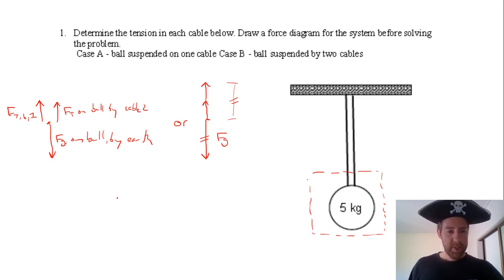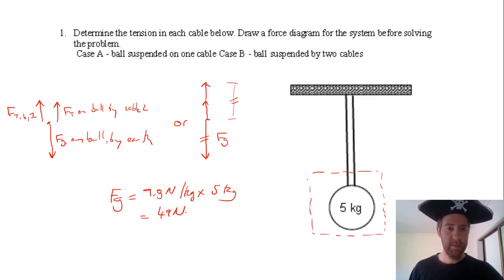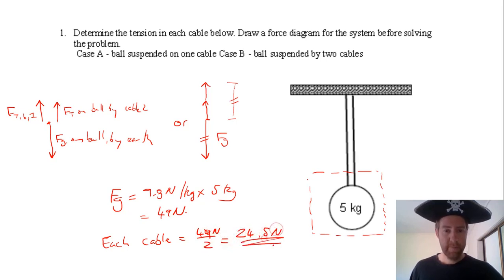So let's go through this process again. We know the force of gravity is the same size as last time, is 9.8 newtons per kg times 5 kgs. That is 49 newtons. We know that's equal to the combined force of both cables. So each cable must be 49 newtons divided by 2, which is 24.5 newtons.